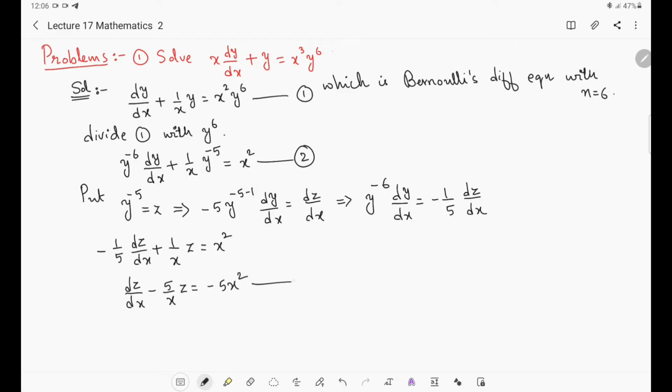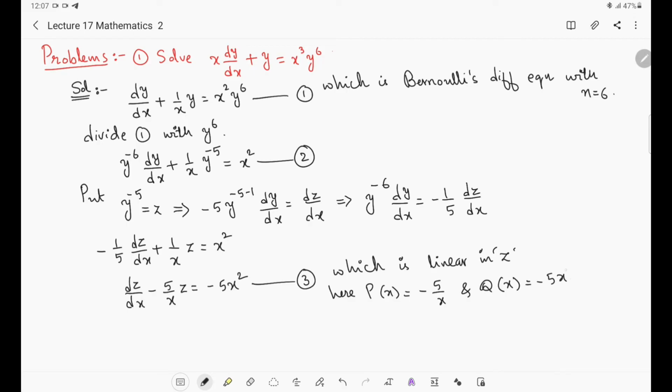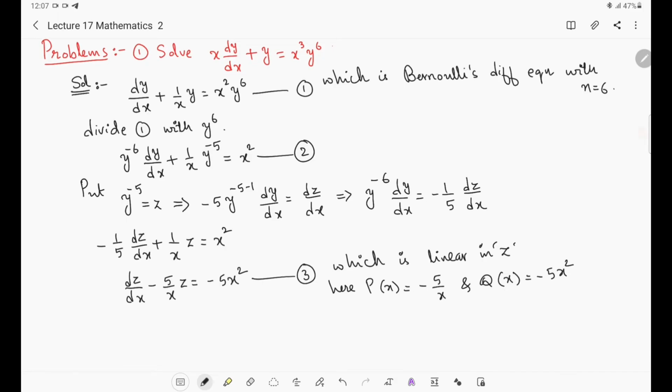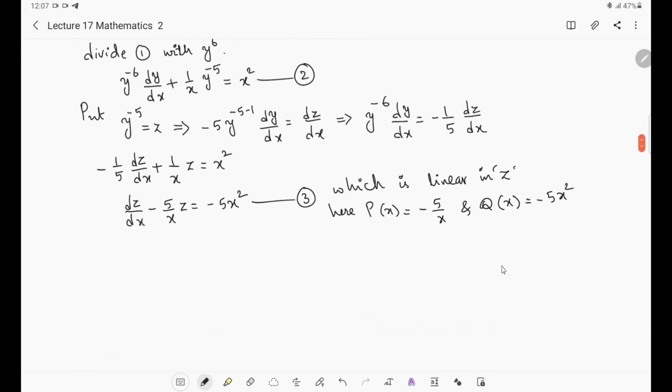Now you see this carefully, that this is a linear differential equation which is linear in z. Now what is p of x and q of x here? Here p of x equals to minus 5 by x and q of x equals to minus 5x square. We know how to solve this. If the equation is linear, then we know the procedure for solving this.